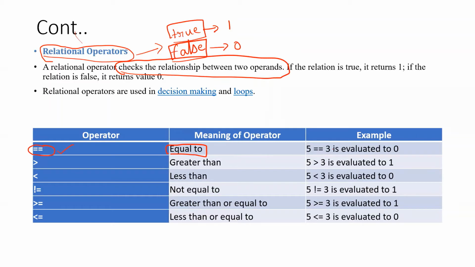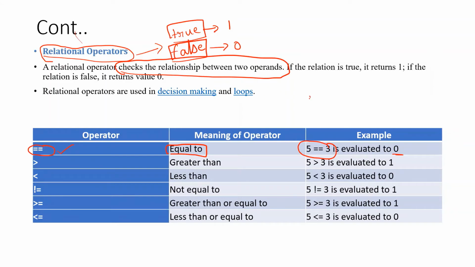Here we took an example like that. So 5 double equal to 3. 5 double equal to 3 means, is it both are equal? 5 is not equal to 3. So that's why it is going to return the value 0. Sorry, 5 is not equal to 3. That's why it is going to return the value 0.